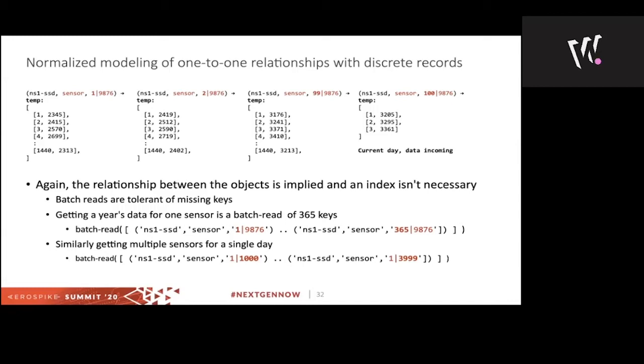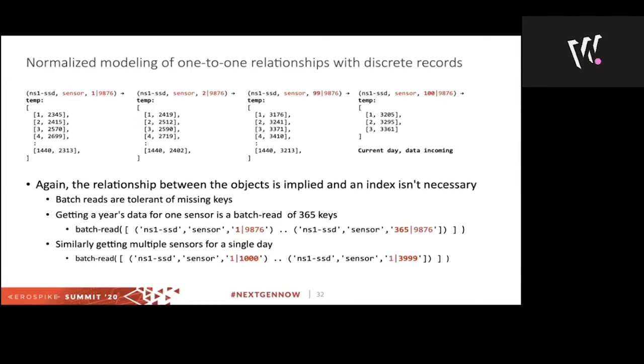Again, the relationship between the objects is implied. We don't need an index. We don't need to do previous or next because we can just deduce the whole key range by name. We're going to use batch reads, and batch reads are very tolerant of missing keys. So if we have a sensor that was off for 90-something days, we can still ask for a range of 100 keys, and it'll just come back with 4. We'll have a whole bunch of nulls filling the middle, but we'll be able to iterate and figure out that data. Getting a year's worth of data from one sensor is just 365 keys, just a list of keys that are declared there.